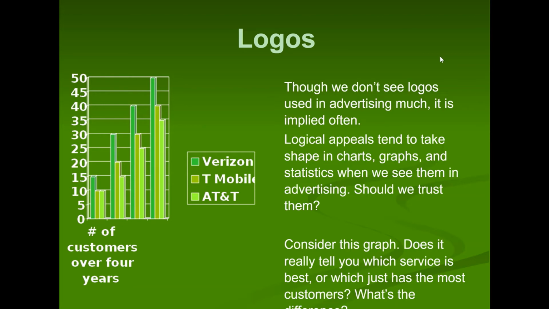Finally, we have logos. As you see, there are graphs and they're kind of boring, but although we don't see logos used in advertising much, it's implied often. Logical appeals tend to take shape in charts, graphs, statistics. When we see them in advertising, should we trust them? And then you can see the graph on the side and answer the question if you'd like.